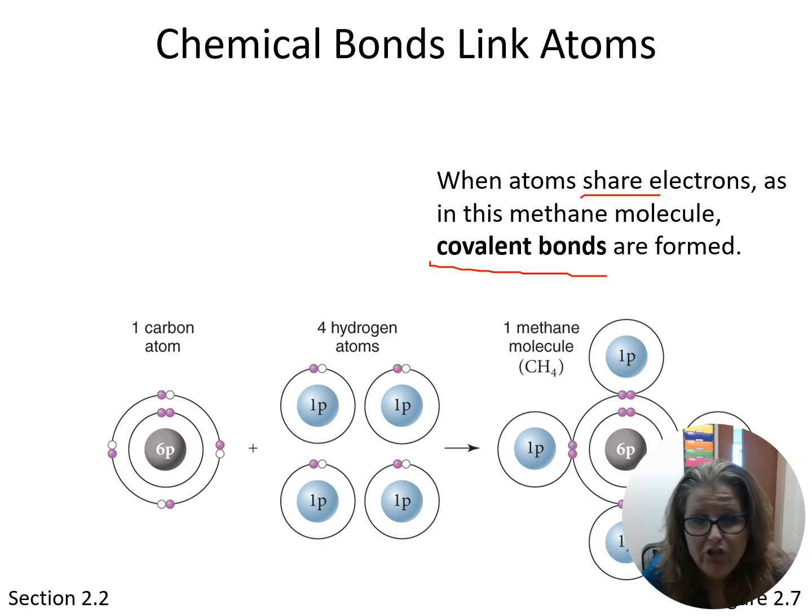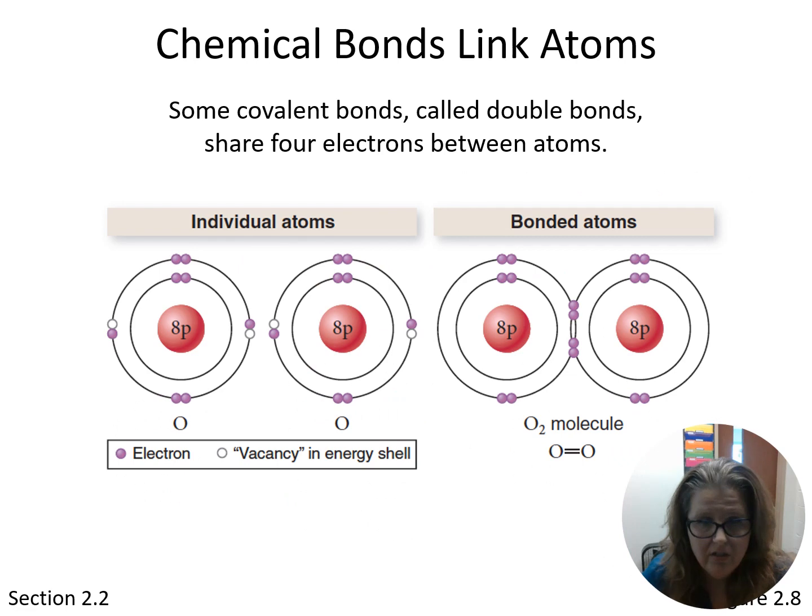Now, if they share them equally, such as the case with this methane molecule, then this is a non-polar covalent bond. Non-polar. The reason why it's called non-polar is that they are shared equally, and there are no charges on this. This is a neutral molecule. There's no charge on it. And we're going to look at one that's unequally shared and has a charge.